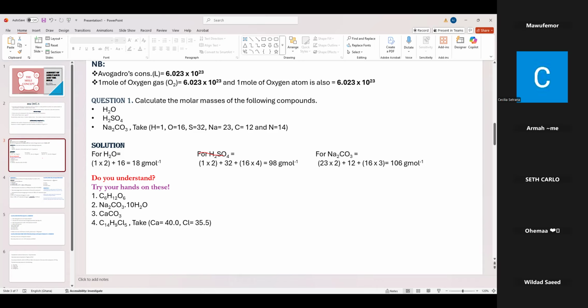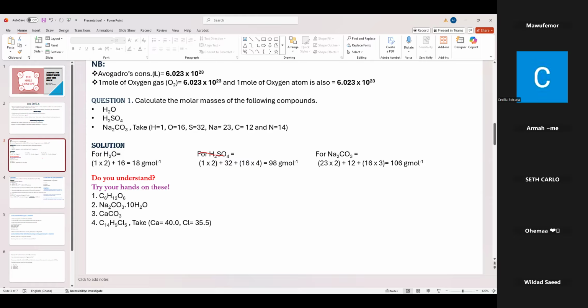So like we did for the water, now we multiply 1 by 2, which is the number of atoms of hydrogen, plus our sulfur, which is just 1, so plus 32. Then plus 16 by 4, which is that of the oxygen, giving us 98 gram per mole.